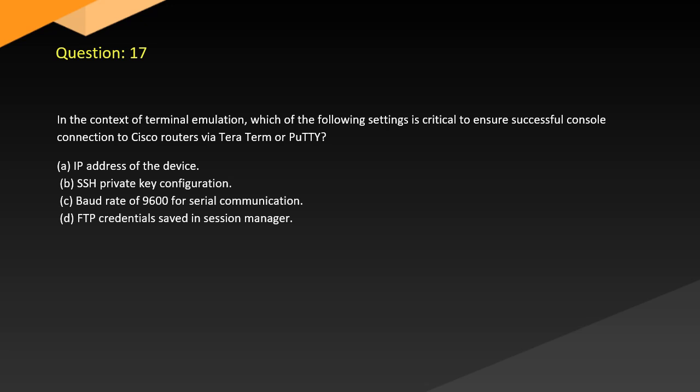Question 17. In the context of terminal emulation, which of the following settings is critical to ensure successful console connection to Cisco routers via Tera Term or PuTTY? A. IP address of the device. B. SSH private key configuration. C. Baud rate of 9600 for serial communication. D. FTP credentials saved in Session Manager.